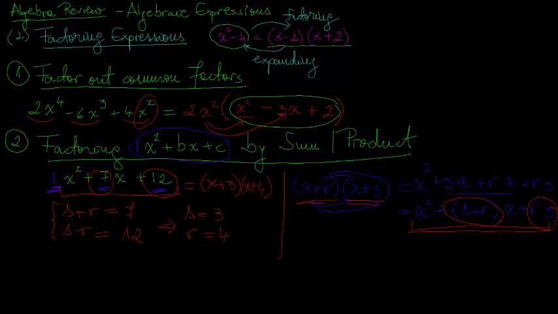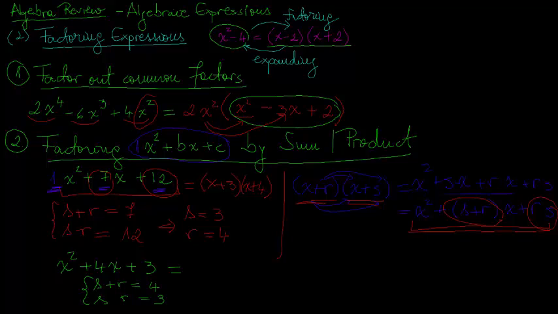Let's look maybe at another example. Let's say we have x squared plus 4x plus 3. We want to factor this expression, so we're looking for two numbers, r and s, that add up to the coefficient of x, namely 4, and multiply, so s times r needs to equal 3.